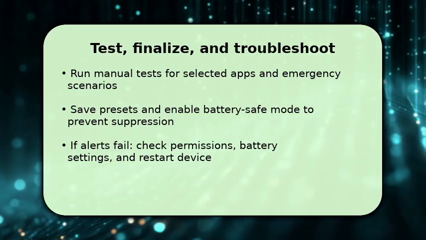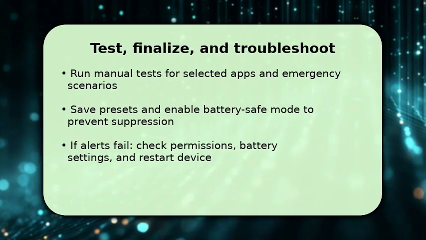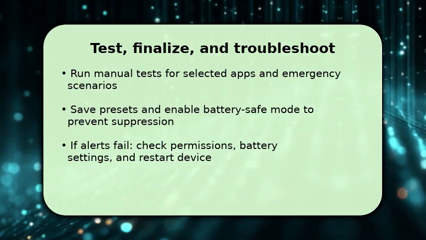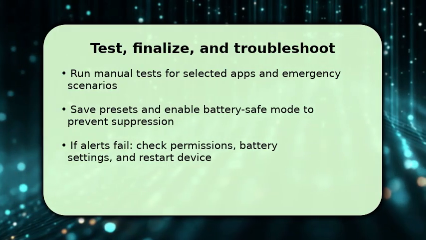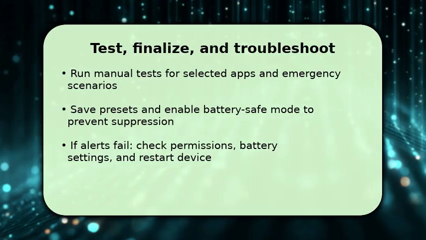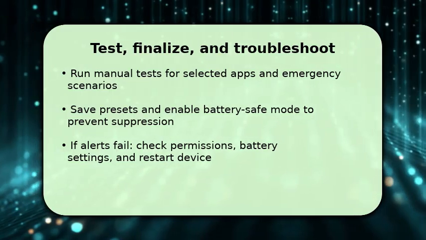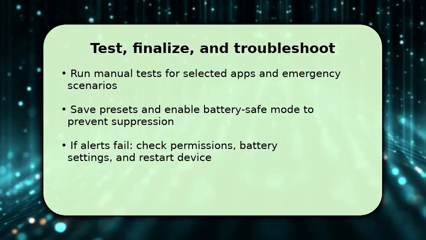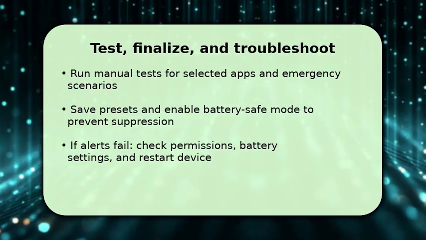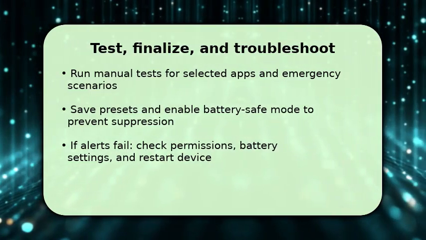If something goes wrong, first confirm app permissions and accessibility access, then inspect battery optimization and background restrictions. Finally, restart the phone to refresh services. If alerts still fail, toggle live alerts off and on and repeat tests.